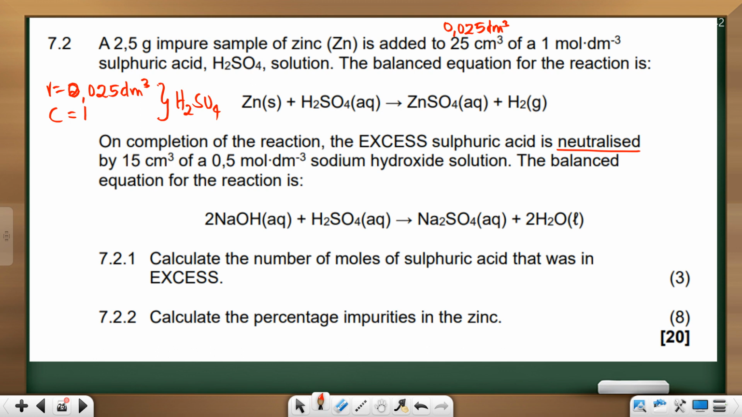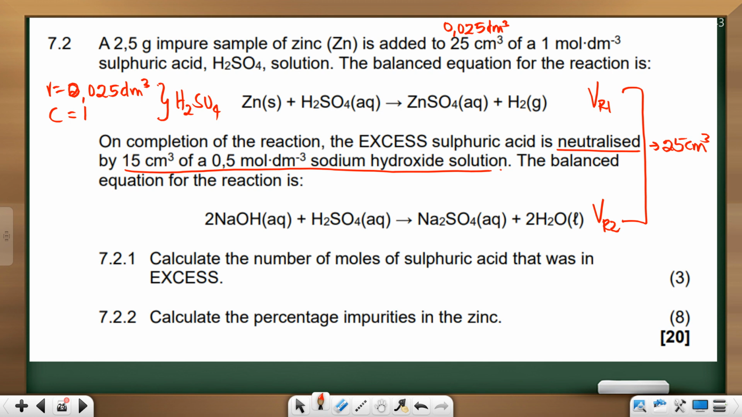Neutralized by 15 cm cube. Let me pause here, guys. Do you notice there are 2 reactions here? When you see this, in most cases, to solve this easily, start from reaction 2 and go up. But let's see. Are you aware that the volume of reaction 1 plus the volume of reaction 2 should actually be equal to 25 cm cube? That's the first information I wanted to know.